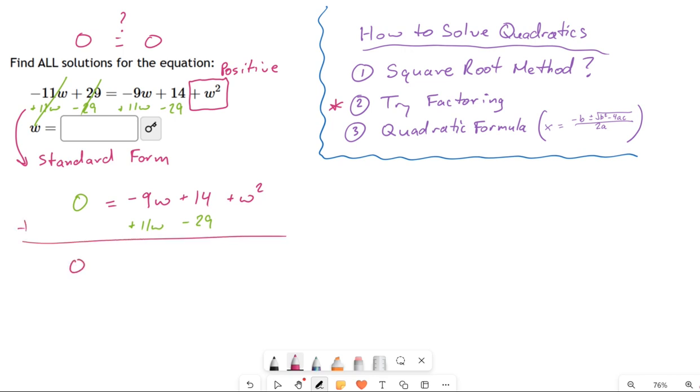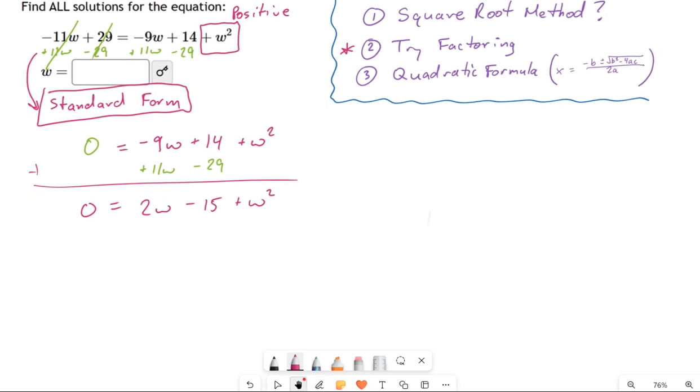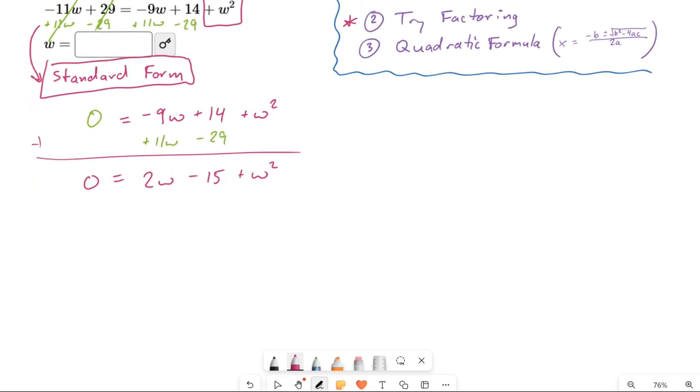So we've got a 0 on the left. We've got 2w. And that looks like a minus 15 and a plus w squared. Okay, so that looks a lot nicer. I've got an equals to 0, but it's not yet in the standard form, right? My standard form says not just equal to 0, but you want to have the big terms on the left. So that's going to look more like this. w squared plus 2w minus 15. See, now I'm going down in exponents.